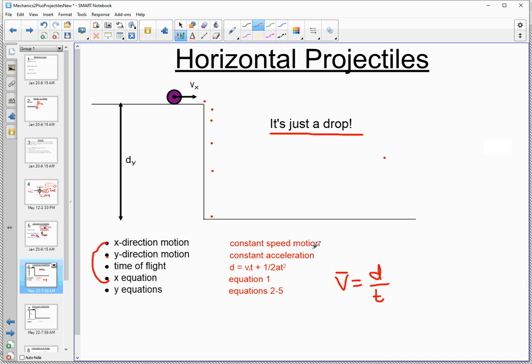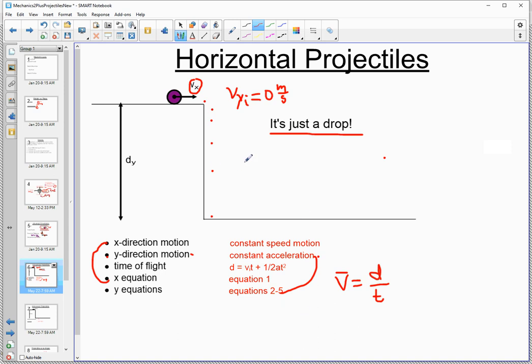Now, in the y direction, the actual falling aspect of it, probably the most important thing to remember is that your initial y velocity is 0, because you are not moving in the y direction, you are only moving in the x direction. Now, that's only true upon departure from the cliff. After that, of course, the object will gain speed in the y direction. So if you're working a y direction problem, because of gravity, you're working a constant acceleration problem. So what do you use? Well, you may use equations 2 through 5 on the reference table.